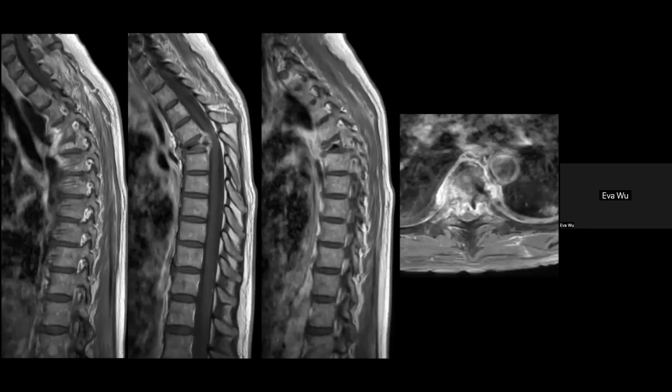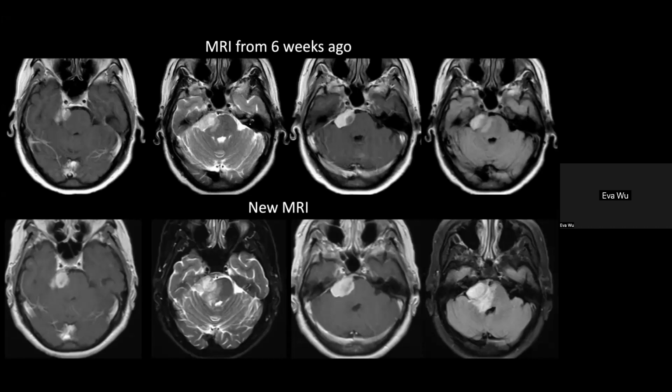Okay, yeah. And then do you see, like, here on this right axial, it seems to involve the pedicle as well, right? Yeah. Okay, so now they also did an MRI of the brain because of her new cranial nerve 6 palsy. So what do you see here?